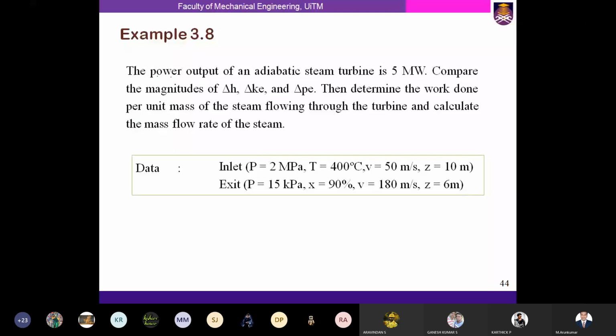Here the energy is given. These are the inlet properties, and these are the exit properties given. Also they stated 5 megawatt power. So what do we want to find? Determine the work done. So we have to calculate the W here and check the turbine.